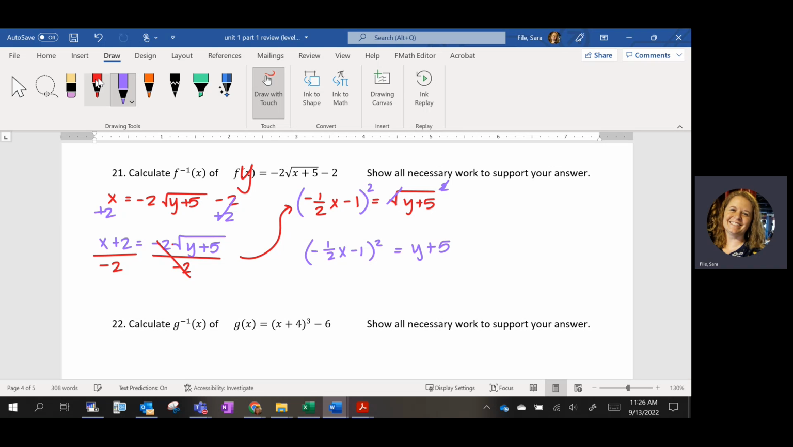And now what's the last step? Subtract that 5. Can I combine this -1 and this -5? No, this is in parentheses being squared. This is not. This needs to go on the outside. So this comes out to -1/2 x minus 1 squared. And then the -5 is on the outside. Now you can keep this as y and put the little -1 to indicate that it's inverse. I'm going to go back to function notation and indicate inverse. So that's it. That is the inverse function.